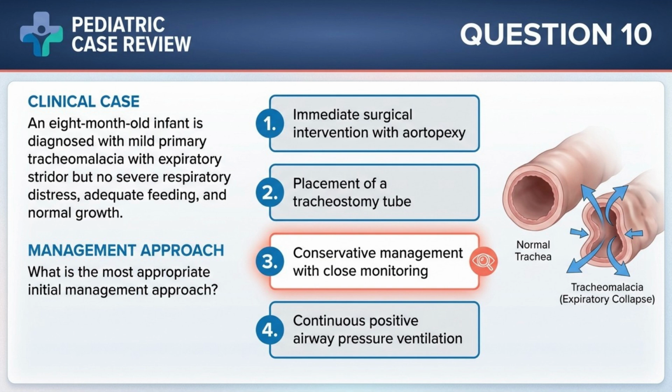Case number 10. An 8-month-old infant is diagnosed with mild primary tracheomalacia with expiratory stridor, but adequate feeding and normal growth. What is the most appropriate initial management approach? Option 1. Immediate surgical intervention with aortopexy. Option 2. Placement of a tracheostomy tube. Option 3. Conservative management with close monitoring. Option 4. Continuous positive airway pressure ventilation.